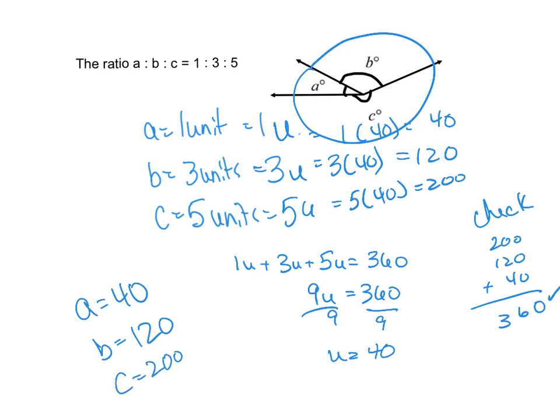Okay, so hopefully you got what I got. Hopefully you got A is 40, B is 120, C is 200. This is another one that I forgot to put: find the values of A, B, and C. Because they're asking me to find the values of the variables, they're not asking me to find the angles, I do not need to put a degree symbol on them. If they ask me to find angle A, angle B, and angle C, then I would have to put a degree symbol on them.